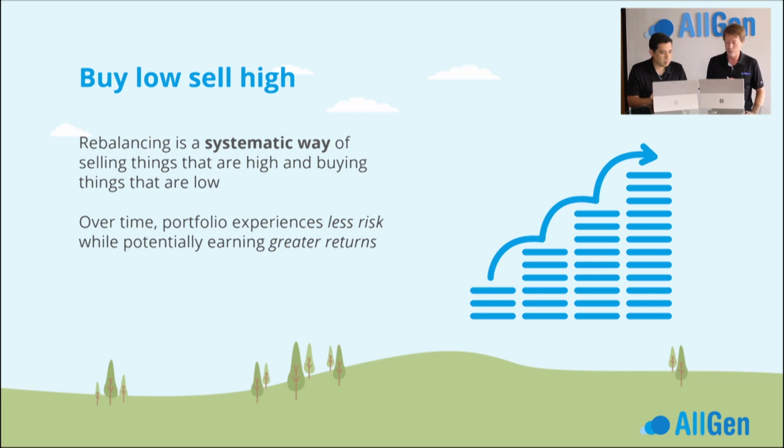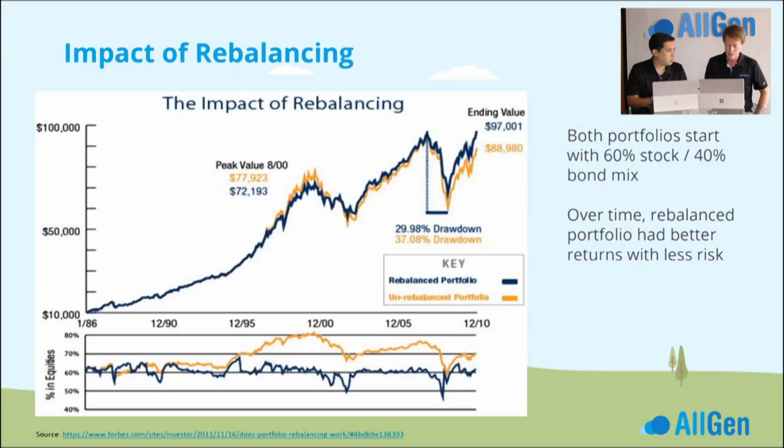So, like I said, over time, rebalancing reduces risk, but potentially even improves returns. And let me show you an example of this. This is just taking a 60-40 mix, going back to 1986 through 2010, so almost a 25-year period here.